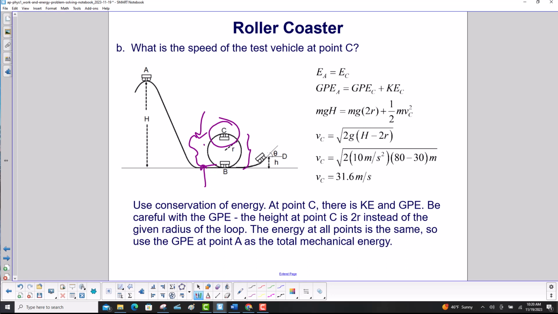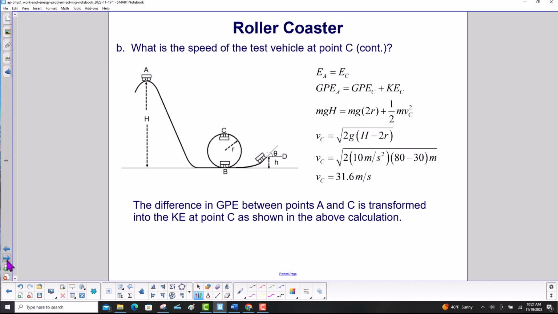The energy at all points is the same. So use the GPE at point A as the total mechanical energy. So EA equals EC. That saves us some math. GPE at point A is mgH. Then here's our GPE at point C, and again, notice the 2r, plus 1/2 mvC squared. Once again, do a little algebra, substitute in the numbers, and we get the velocity at C is 31.6 meters per second.